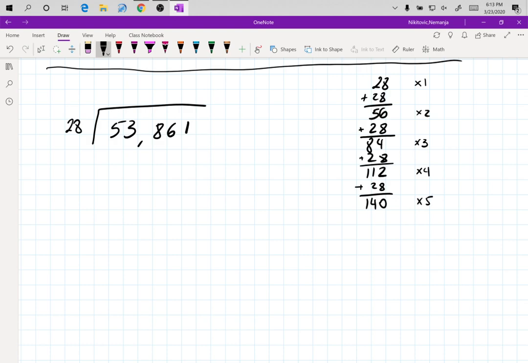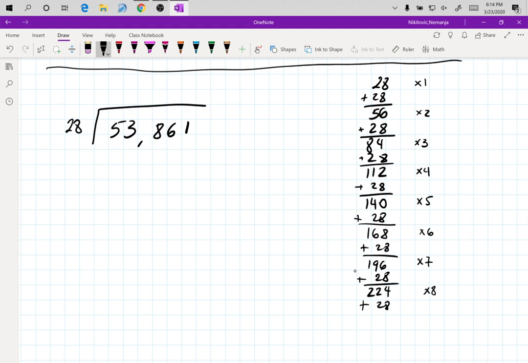And that's times 5. Then we are going to add another 28. That's 168. That was the times 6. Add another 28. That will be 196. That's times 7. Add another 28. That's going to be 224. There we go. So that's times 8.